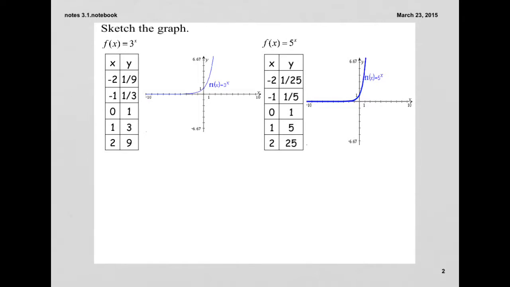So negative 2 gives me 1/25, negative 1 gives me 1/5, 0 gives me 1, 1 gives me 5, and 2 gives me 25. And we see the rapid increase after it crosses the y-axis.